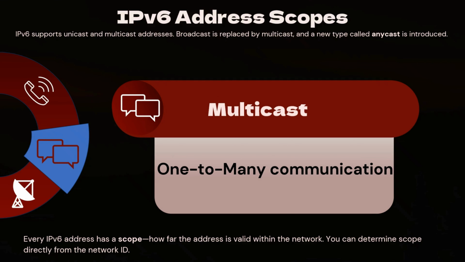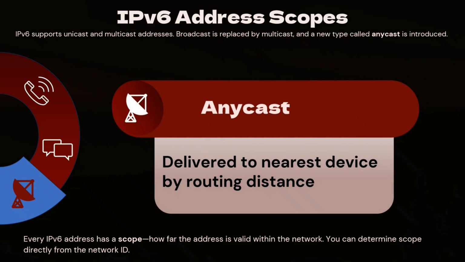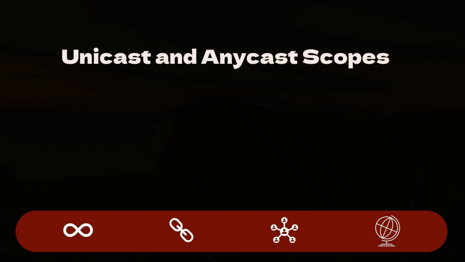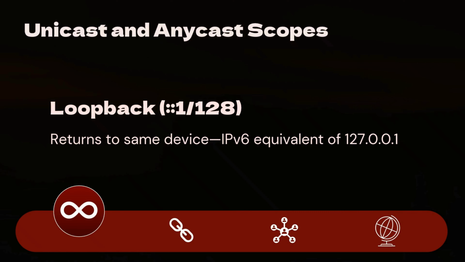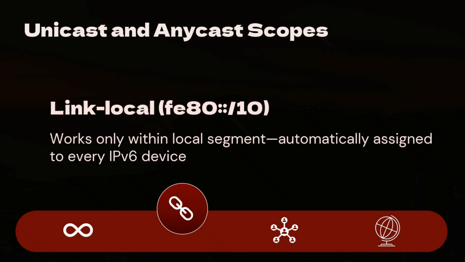Every IPv6 address also has a scope. Scope simply means how far the address is valid within the network. You can tell the scope directly from the network ID. Now loopback, which is ::1/128. Now this returns the same device. It's the IPv6 equivalent of 127.0.0.1 in IPv4. Now link local, which is FE80::/10, works only within the local segment.